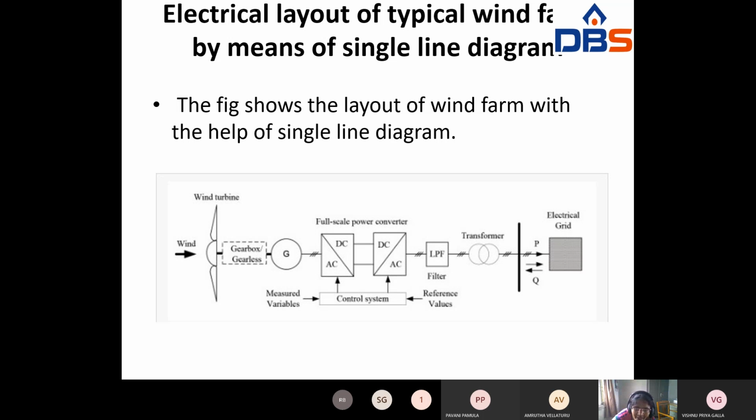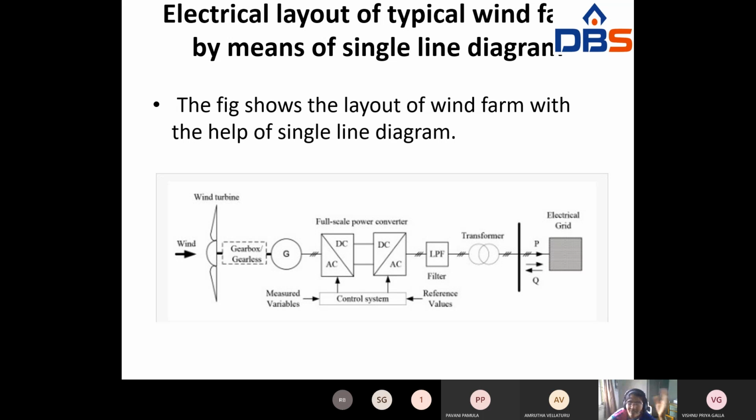So first, from the generator here you get the AC. That AC will be converted into DC by using converters. Converters means, I think now you have the SDC subject, in that subject you can get the rectifiers and converters.